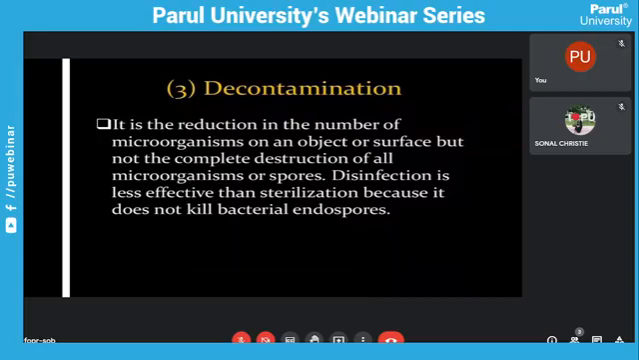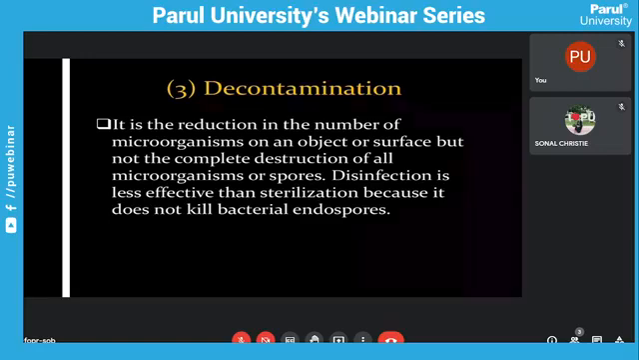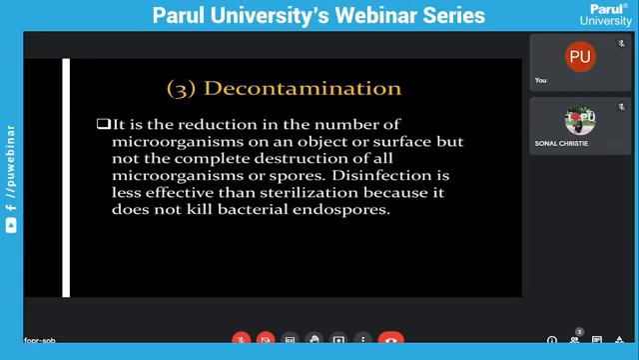Then third point is decontamination. It is the reduction in the number of microorganisms. In the sterilization process we are killing microorganisms, but in decontamination we are only reducing them. By using decontamination we can't kill all the microorganisms.